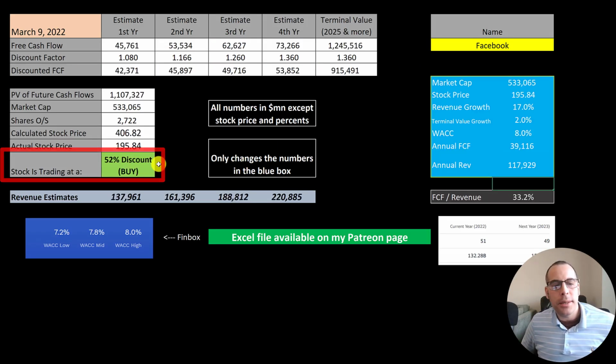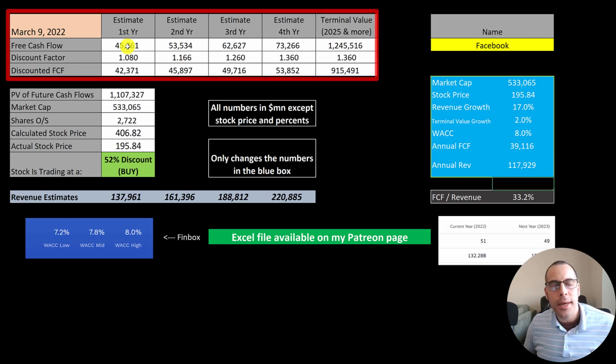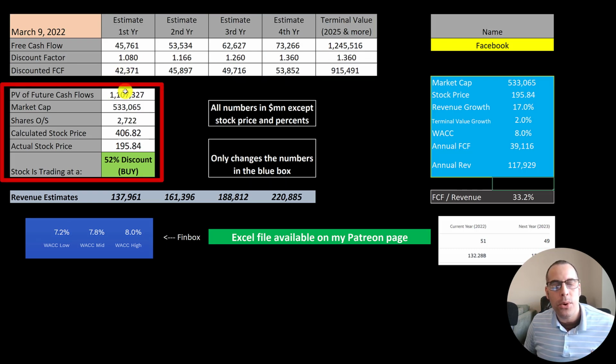Now we have our result. Our model calculated the next 4 years of free cash flows. It also calculated a terminal value. It discounted those numbers using the weighted average cost of capital. The sum of the free cash flows is the value of the company, 1.1 trillion. We divide that by the shares outstanding, 2.7 billion.